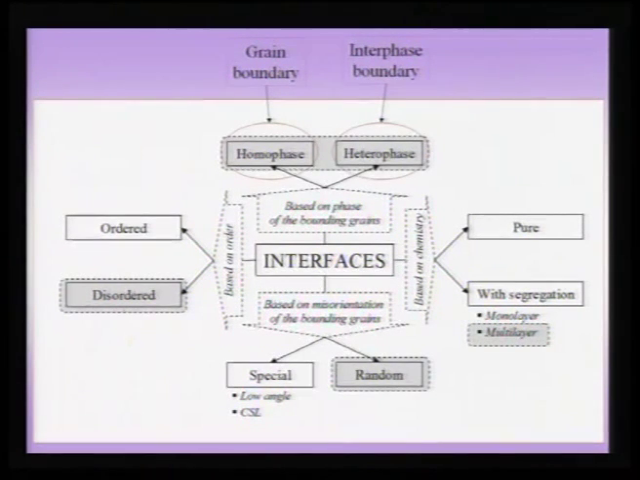So, we had noted various ways of classifying interfaces, and we had said that based on order, we can classify them as ordered or disordered. Based on the phase of the bounding grains, we can call them homophase or heterophase interfaces, the grain boundary being a homophase interface. Based on the chemistry, we noted that an interface can be pure or can have a segregation, and this segregation can be a monolayer segregation or a multilayer segregation. Based on the misorientation of the bounding grains or the bounding crystals, we can have special or random interfaces.